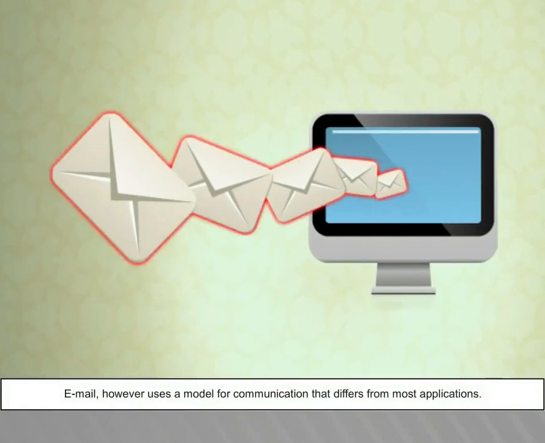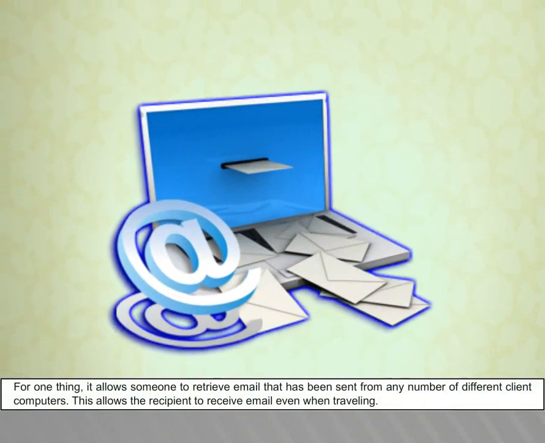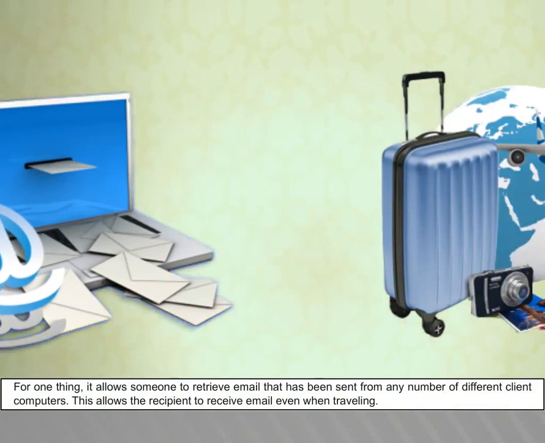Email, however, uses a model for communication that differs from most applications. Email is not sent from one machine to another as a file is transferred using FTP. Instead, it is sent from one user to another. This is critical to the operation of the entire system. For one thing, it allows someone to retrieve email that has been sent from any number of different client computers. This allows the recipient to receive email even when traveling.